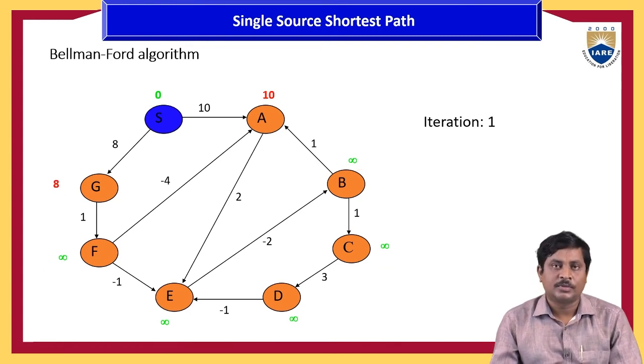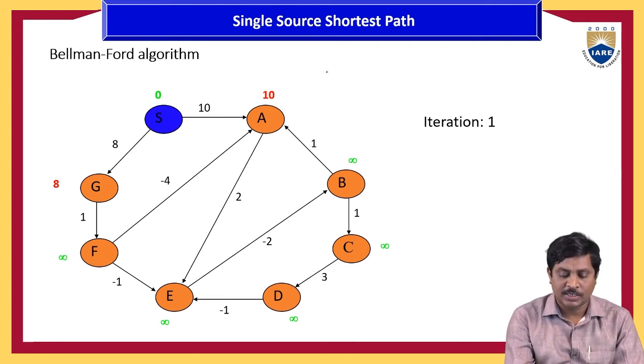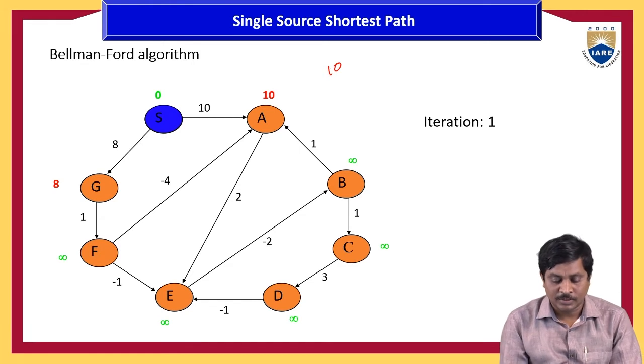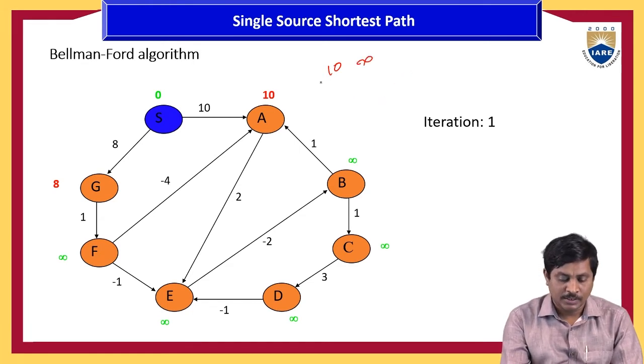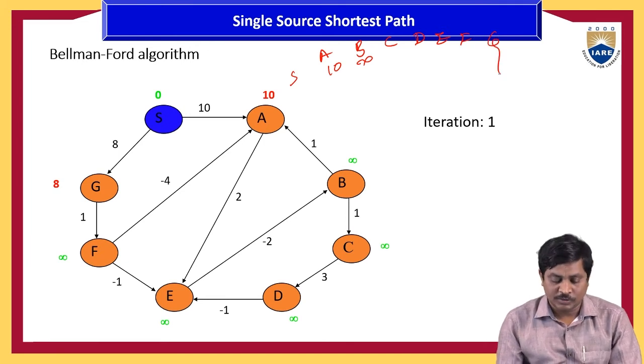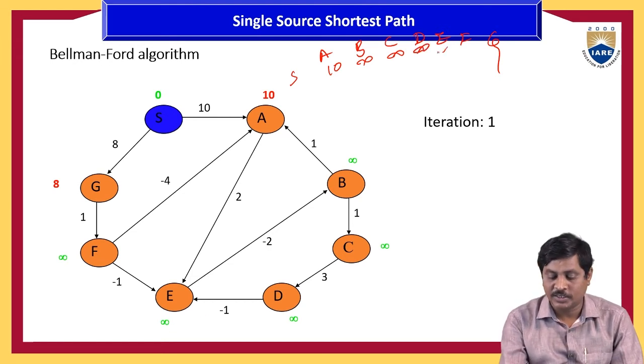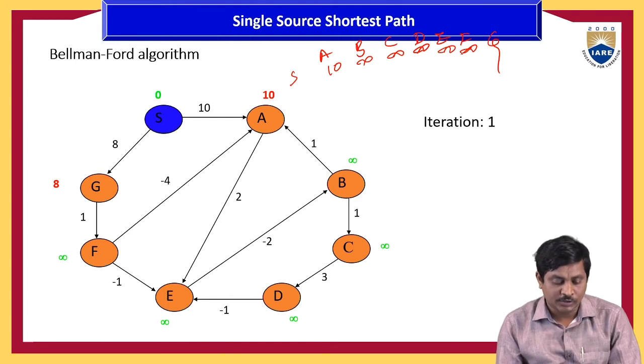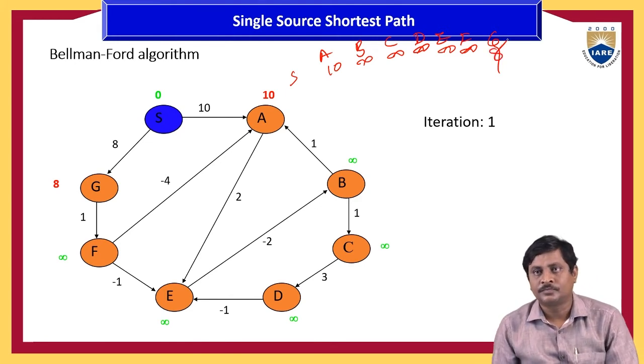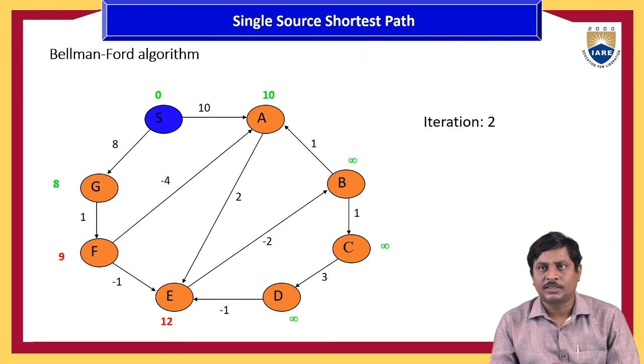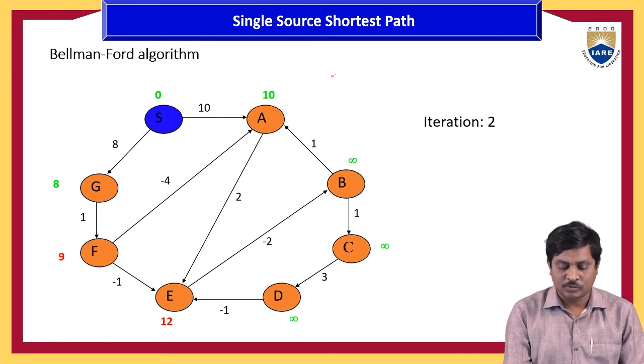In iteration 1, first we find the direct connections. In these direct connections, S to A 10, S to B there is no direct connection, infinity. S to C there is no direct connection, infinity, S to D infinity, S to E infinity, S to F there is no direct connection, infinity, S to G value is 8. This is iteration 1. Next in iteration 2, here we'll take the direct connections. In iteration 2, S to A.